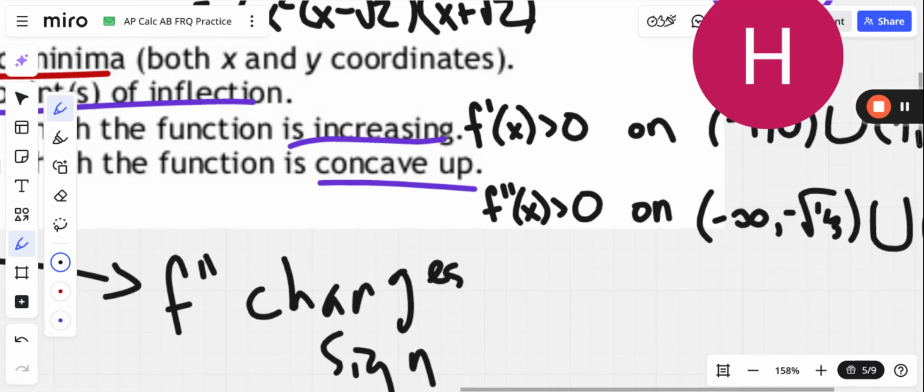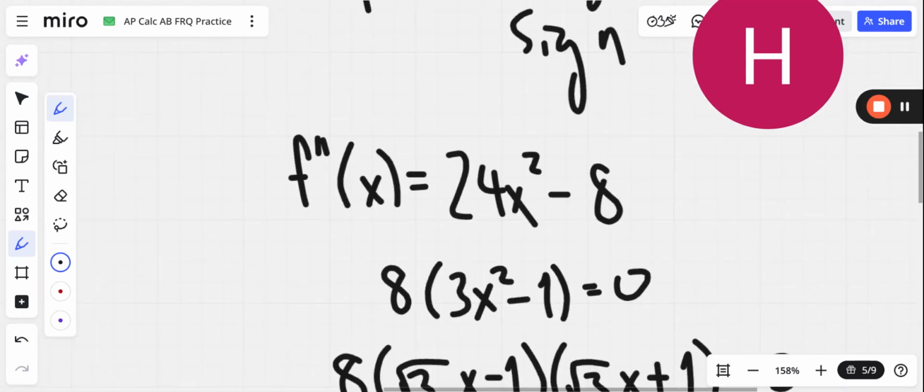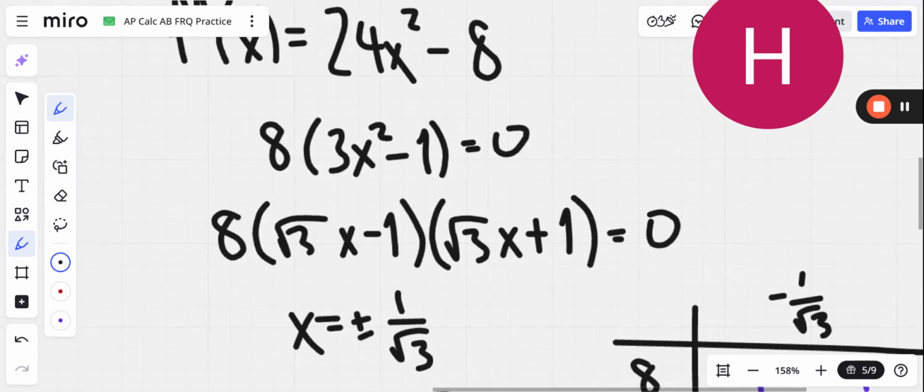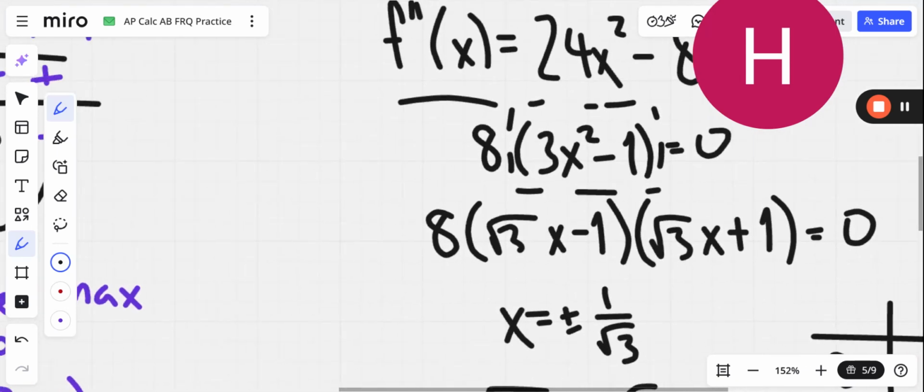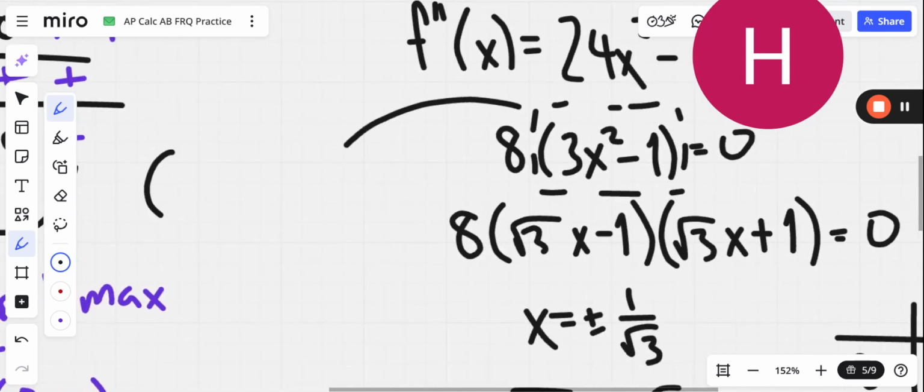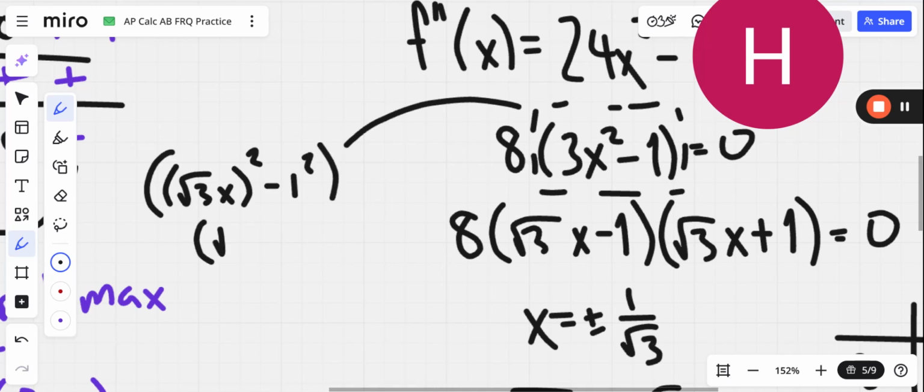See that? I also did something similar later on here when I analyzed the second derivative. This doesn't look like your typical difference of squares, but in order to turn it into linear factors, we're just going to treat it as a difference of squares. We're going to say this is like square root of 3 times x squared minus 1 squared. So that's why we get square root of 3 times x minus 1 and square root of 3 times x plus 1.